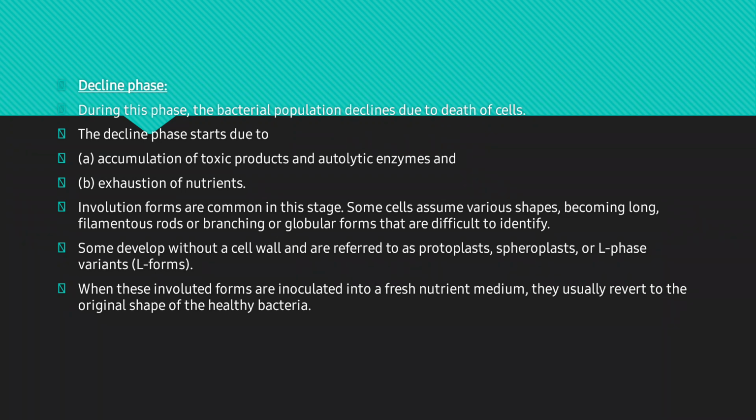Involution forms are common in this stage. Some cells assume various shapes, becoming long filamentous rods or branching or globular forms that are difficult to identify. Some develop without a cell wall and are referred to as protoplast, spheroplast or L-phase variants. When these involuted forms are inoculated into a fresh nutrient medium, they usually revert to the original shape of healthy bacteria.